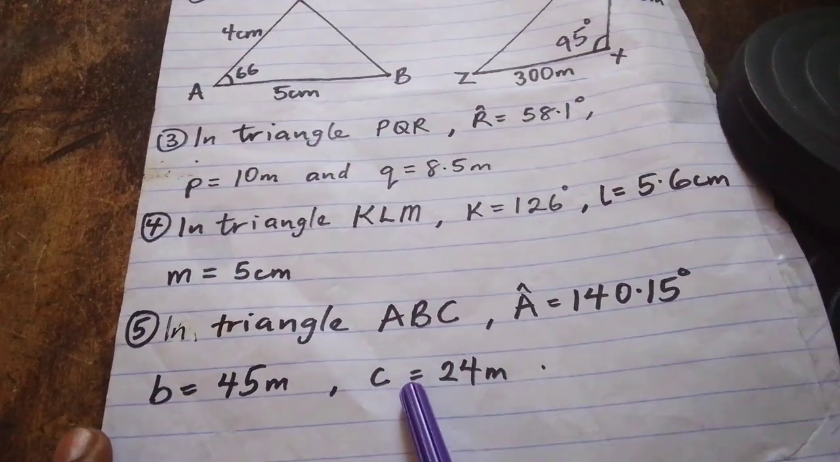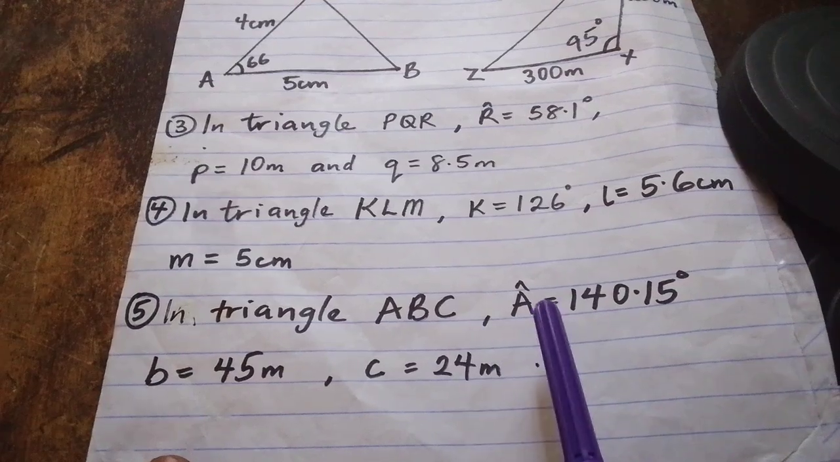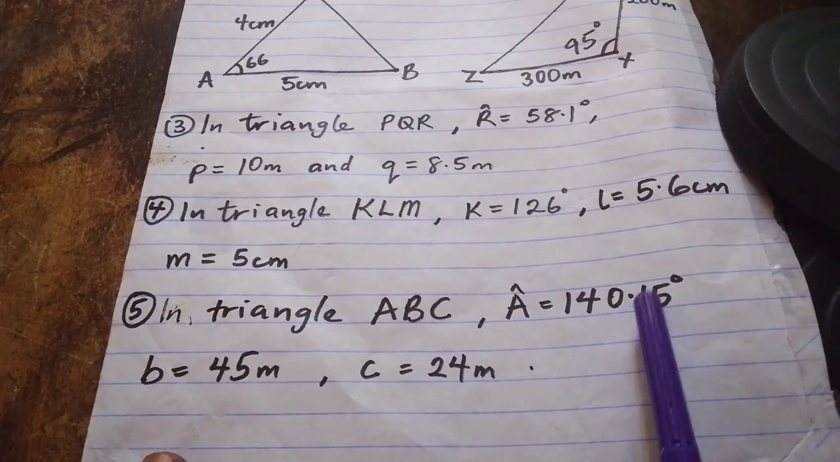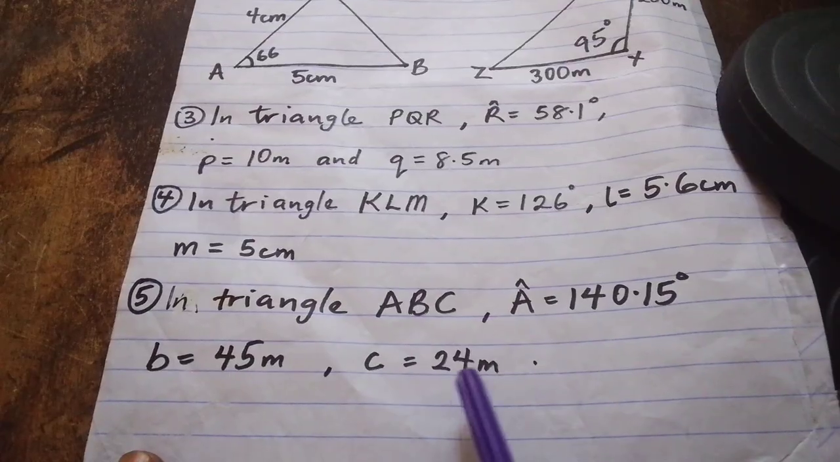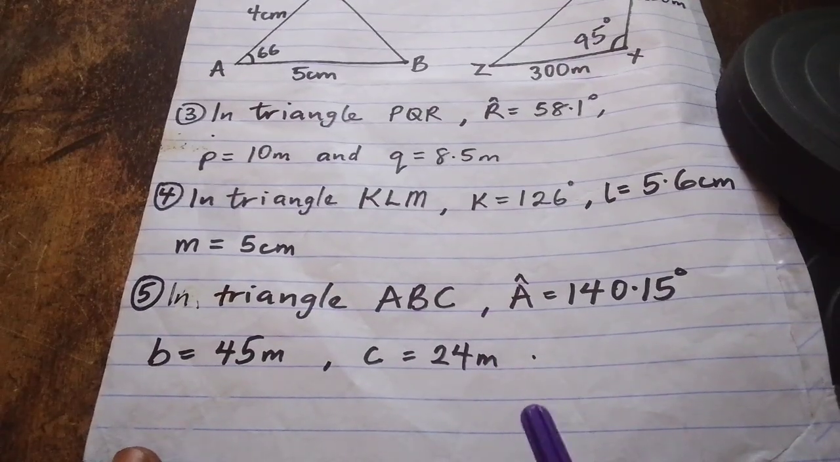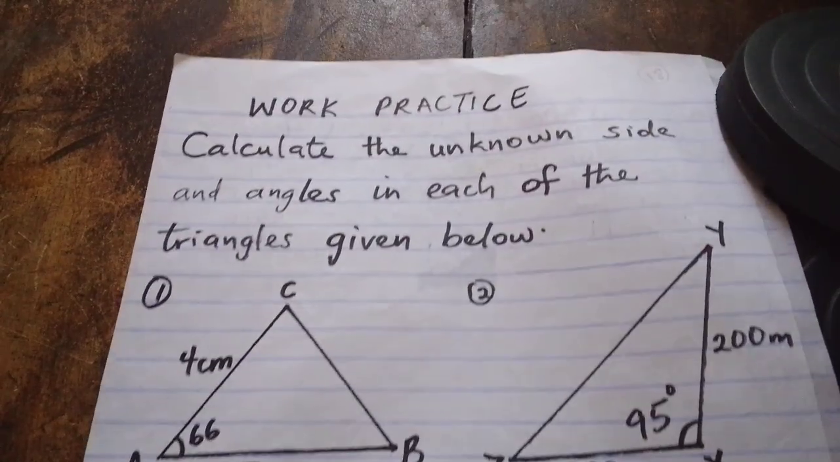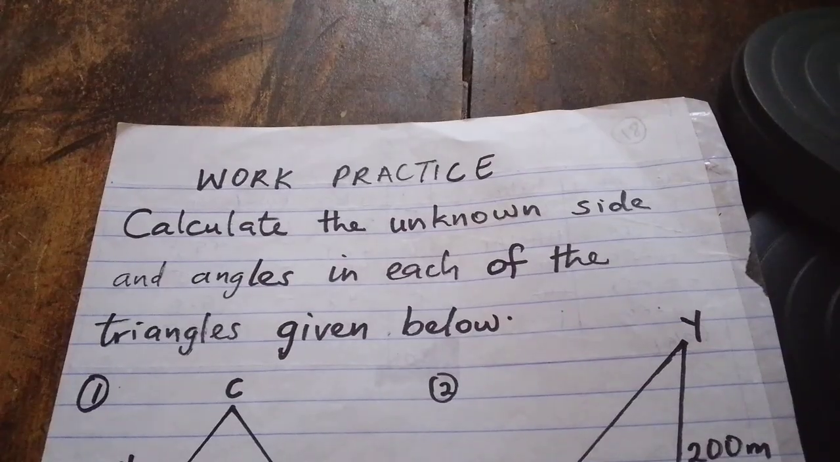In triangle ABC, angle A is 140.15 degrees, B is equal to 45 meters, and C is 24 meters. So from the question, you are expected to calculate the unknown side and angles in each of the triangles given. You are told to look for the side that is not given and the value of the other two angles.